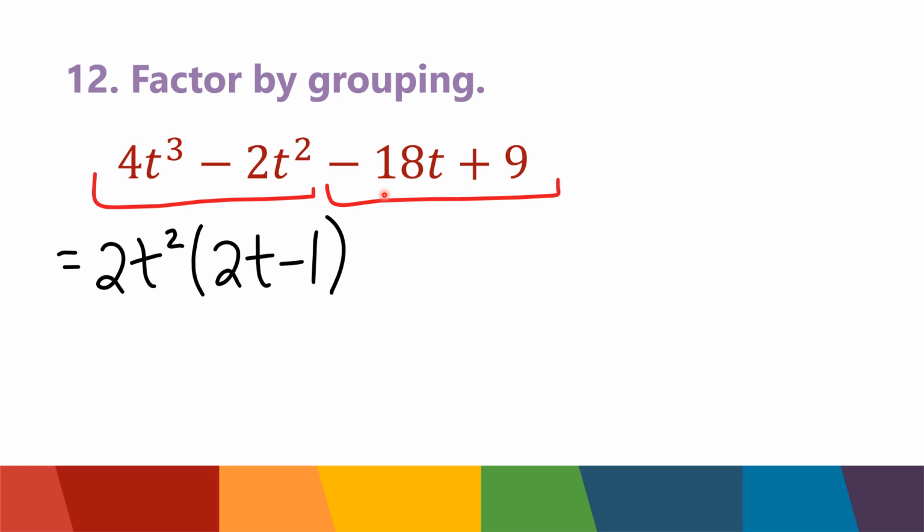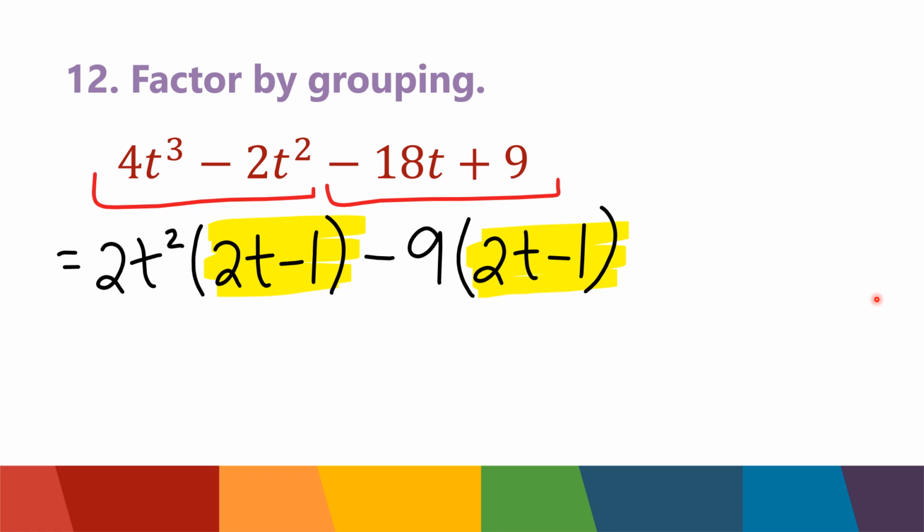All right, then looking at the second group, negative 18t plus 9, what goes into both of those? We need to make it match the inside of the parentheses, so we need to factor out a negative 9. That's going to give us the 2t minus 1 in the parentheses, matching like we want them to.